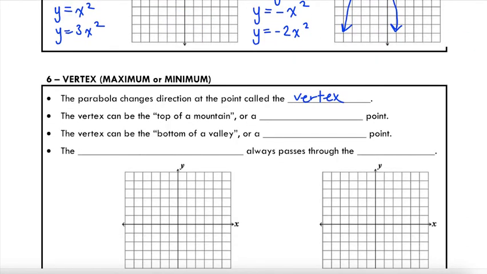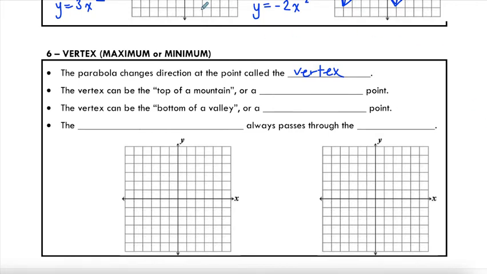So the vertex can be the top of a mountain or a maximum point, or it can be at the bottom of the valley or a minimum point. And the axis of symmetry always passes through that vertex.